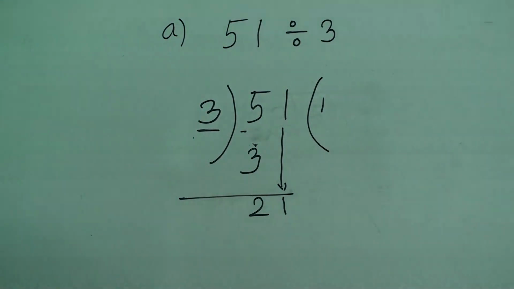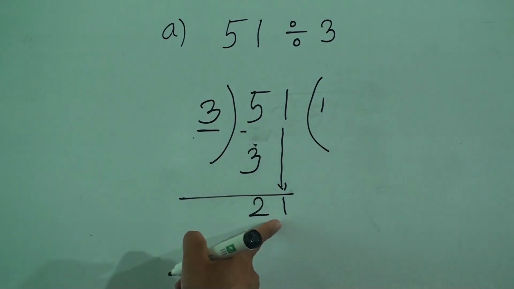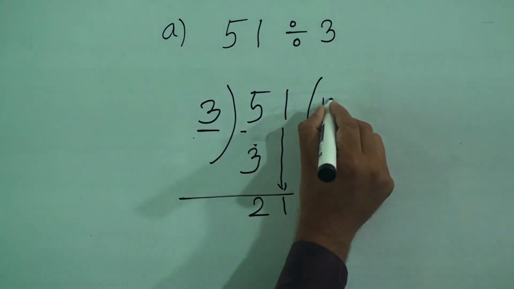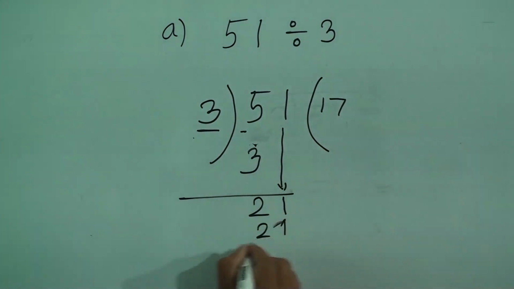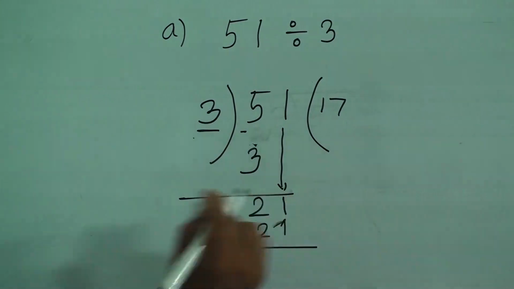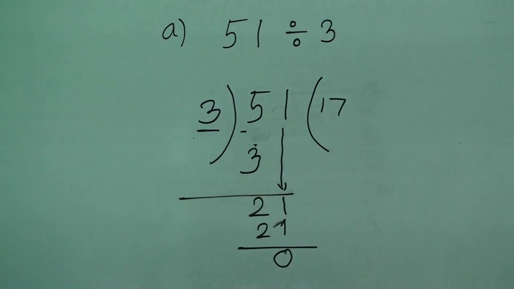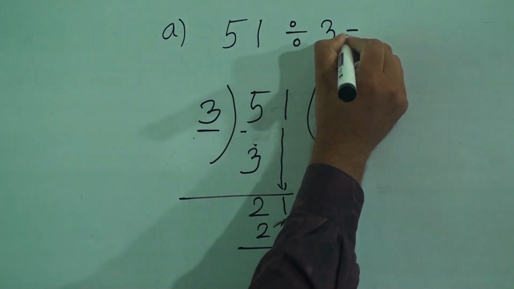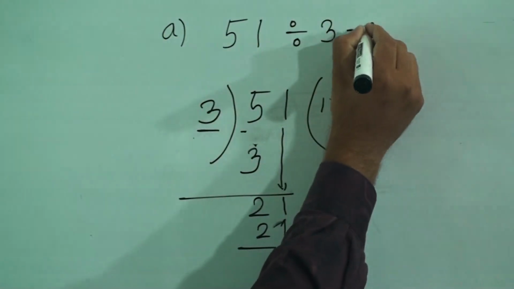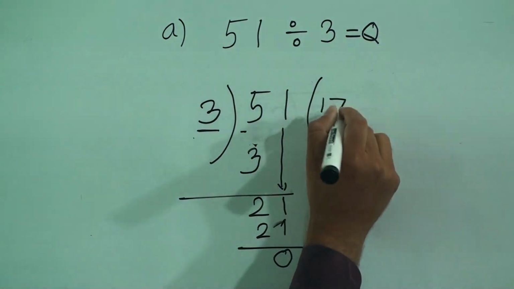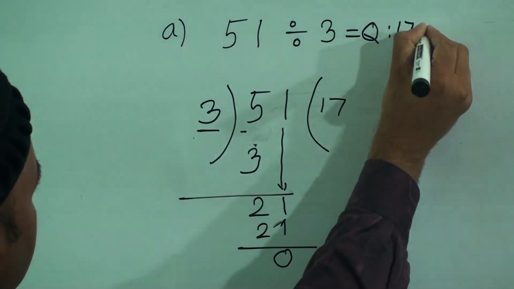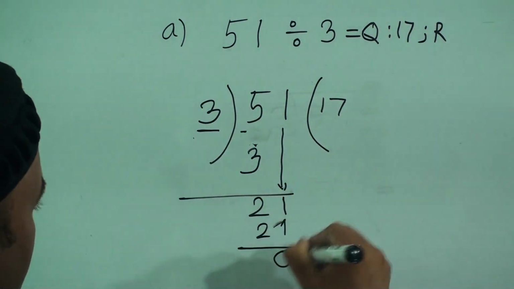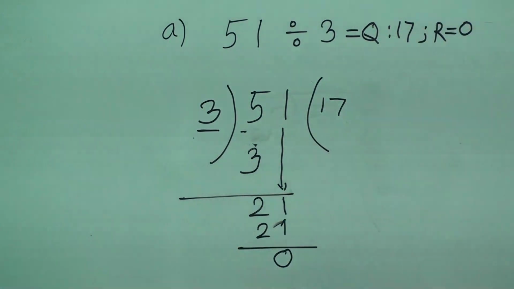Now again memorize the times table of 3. How many times does 3 go into 21? We know that 3 sevens are 21. Now subtract 21 from 21, there is no remainder. So you have to write 51 divide 3. Here is the quotient. What is the quotient here? 17. And what is the remainder here? Remainder equals 0. Hope my dear students you understood this one.